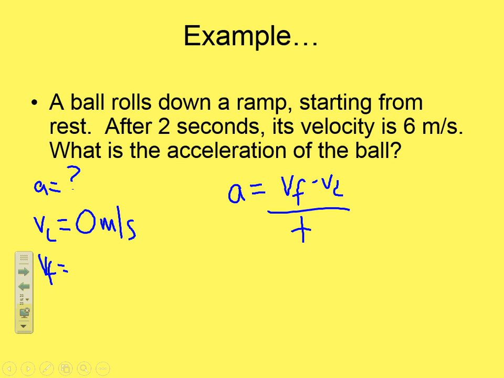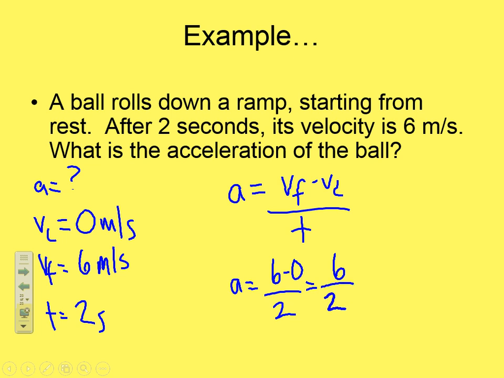After 2 seconds, it tells us our time. After 2 seconds, its final velocity is 6 meters per second. Now I'm going to go ahead and plug everything in. Acceleration is equal to 6 minus 0 divided by 2. That's equal to 6 divided by 2. And 6 divided by 2 is 3. What is the unit for acceleration that we just got done talking about? 3 meters per second squared.